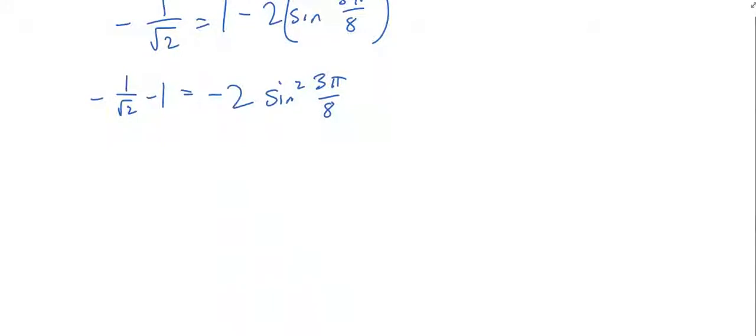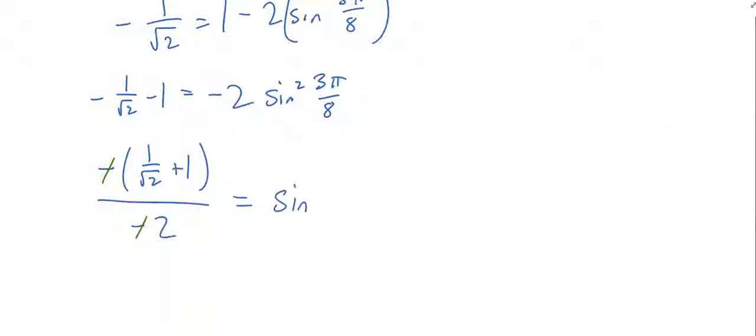Divide both sides by -2. I'm going to do something a little tricky here. I'm going to factor a -1 out of the top. That doesn't always happen, but in this case it's going to be helpful. Because what happens now? Yeah, the negatives are gone. And this is equal to, what am I left with? Sine squared 3 pi by 8.